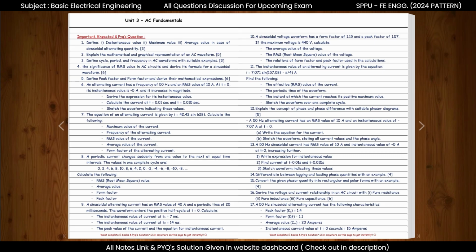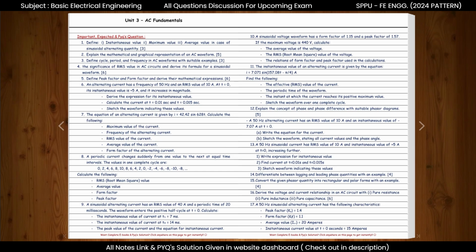Graphically, if we plot current or voltage on the vertical axis and time on the horizontal axis, we get a smooth wave rising to a positive peak, returning to 0, dipping to a negative peak, and again returning to 0 to complete one cycle. Alright, let's move on to our next important topic, cycle, period, and frequency.